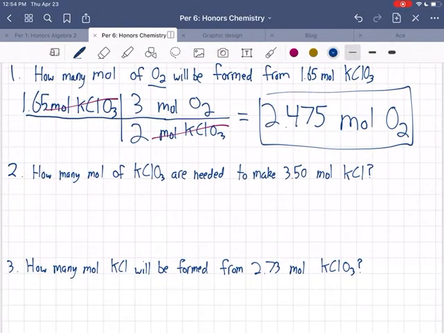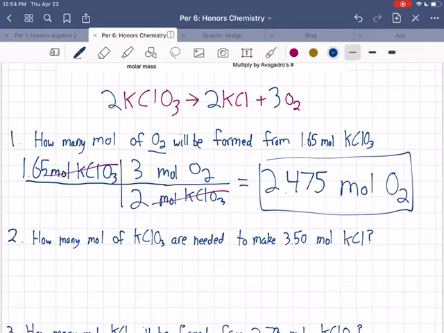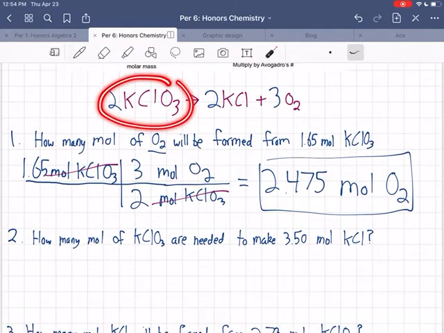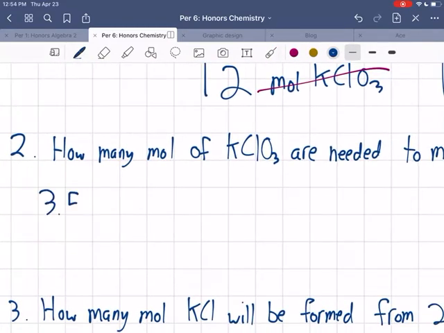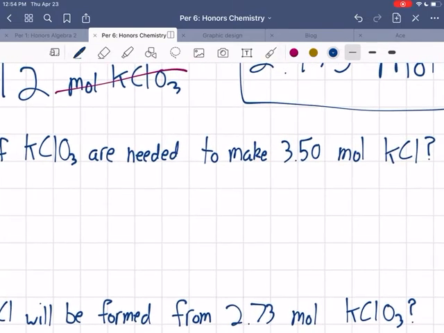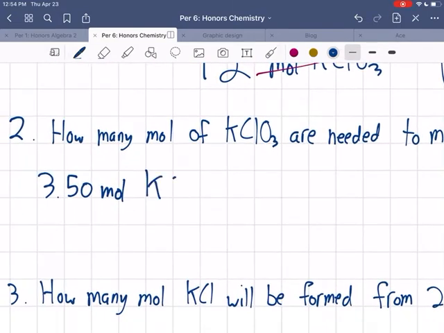How many moles of KClO3 are needed to make 3.50 moles of KCl? All right, so we are talking about KClO3 again and KCl. So it may look like we're starting that with our KClO3 here because it says how many moles are needed, but we actually always want to start with the thing that's given to us in number form. So the same way that we started last time, we're going to put 3.50 moles over here, and that is moles of KCl.